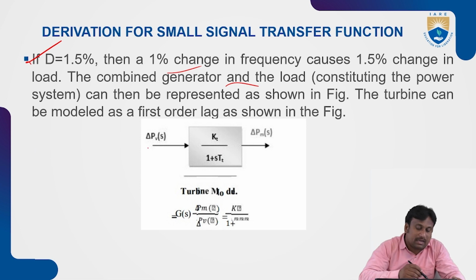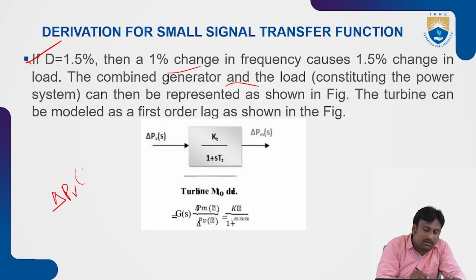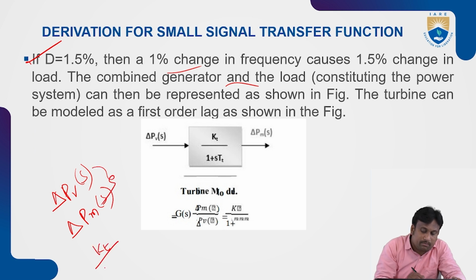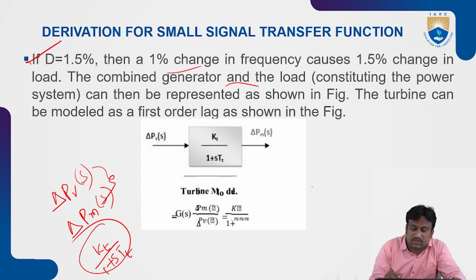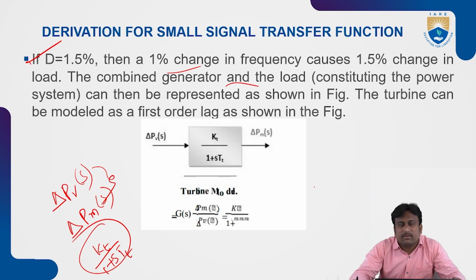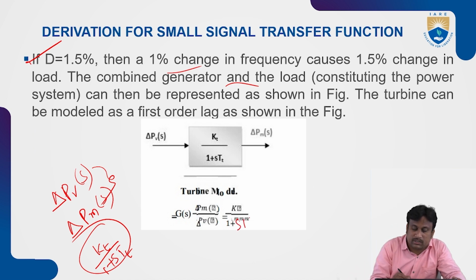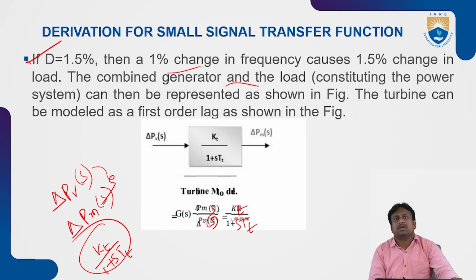That means delta PV of S will be considered as one variable, and delta PM of S another variable. These two will be tied together by KT by 1 plus STT. So this is one of the turbine models, and it is represented by G of S, which is delta PM of S by delta PV of S, equal to KT by 1 plus STT. So this is KT, this is delta PM of S, and this is delta PV of S. These are the variables we are going to represent here, and this represents the basic turbine model.